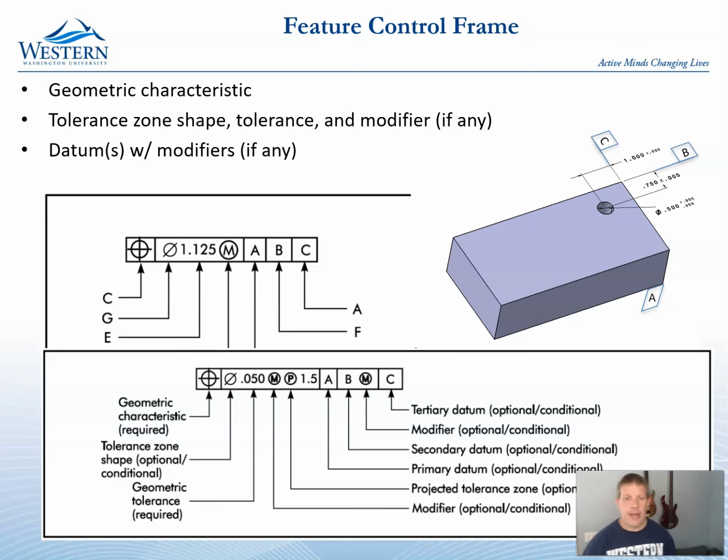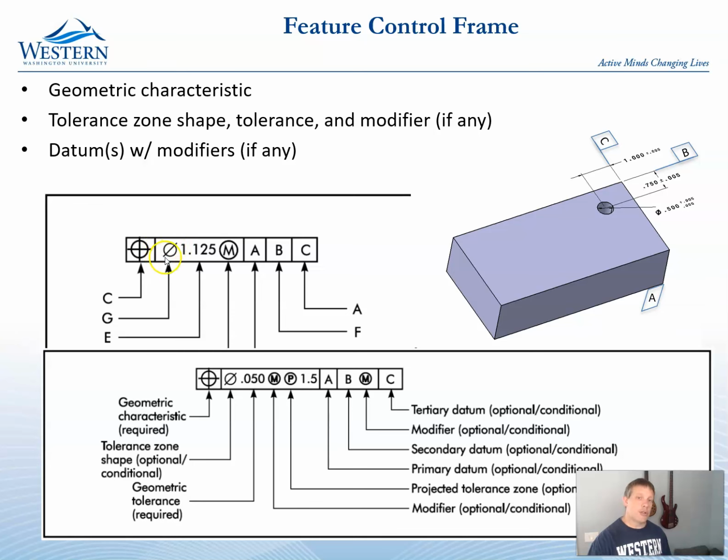So just to remind you, we have this feature control frame. All feature control frames start out with the geometric characteristic. So in this case, this is true position. And then it has the tolerance zone and its shape. The tolerance zone is 1.125, and it says that that is a diametral tolerance zone. To have a tolerance of 1.125, that must be millimeters, and this is a pretty big part to have that. But the diameter symbol right at the beginning of that says that this is a circular tolerance zone.